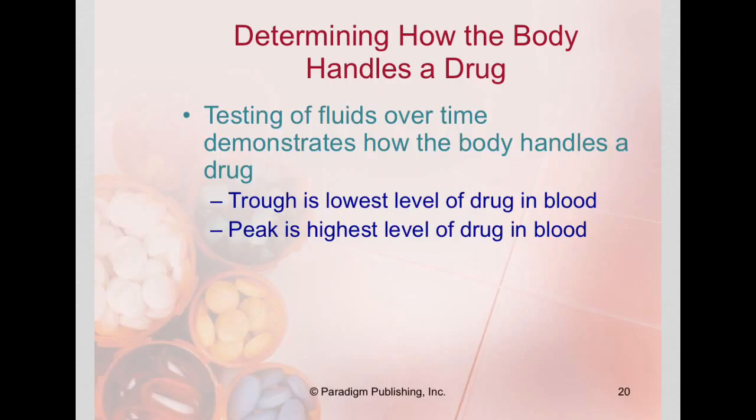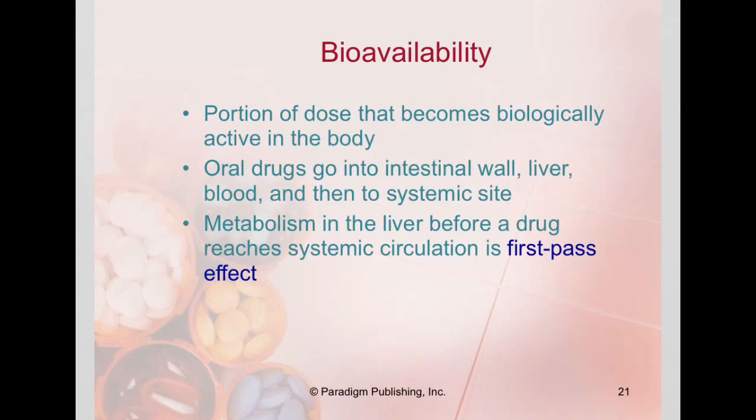If they do a peak, the peak is the highest level of the drug in the blood. Okay, only a portion of a dose that's given becomes biologically active in the body, and that portion is called the bioavailability. With the first pass effect, that's the metabolism in the liver before a drug reaches systemic circulation.